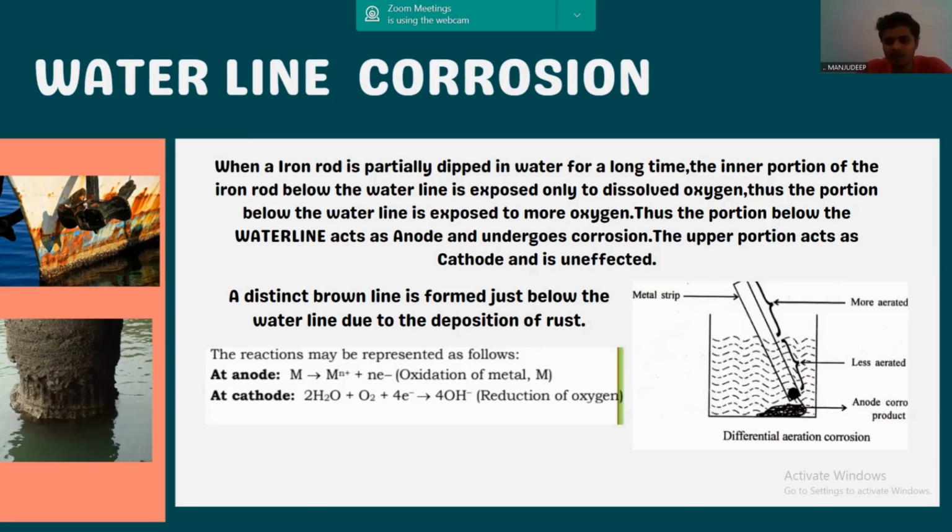As you can see in the image, an iron rod is dipped in water. The surface of the iron inside the water is in less contact with oxygen, whereas the iron above the water surface is in more contact with oxygen. So the surface with less oxygen concentration will act as the anode and undergo corrosion, whereas the other part will act as the cathode, where reduction takes place, and it is unaffected by corrosion. The reaction may be represented as follows: at the anode, oxidation of the metal takes place, and at the cathode, reduction of oxygen takes place.